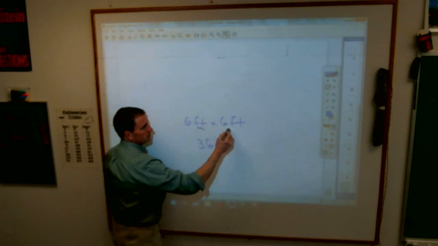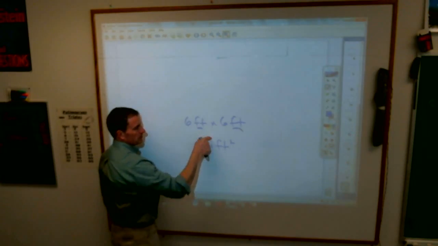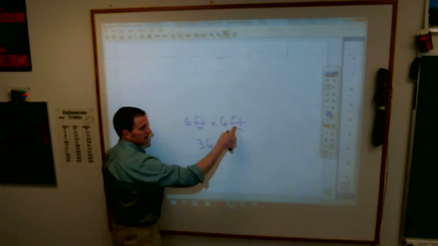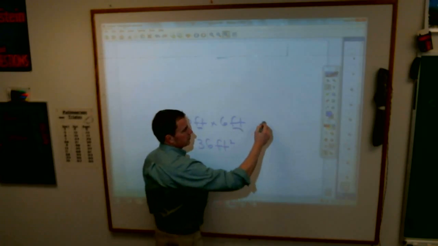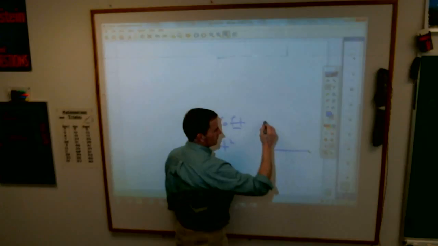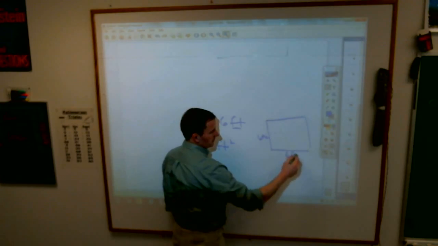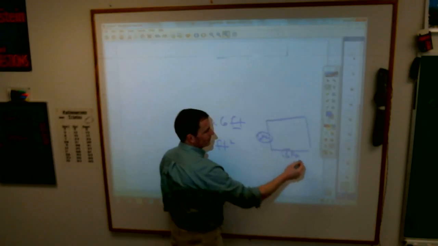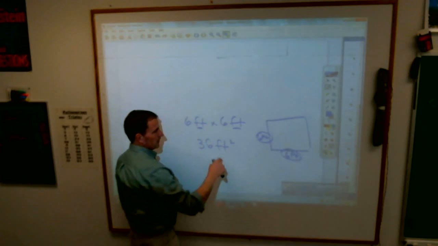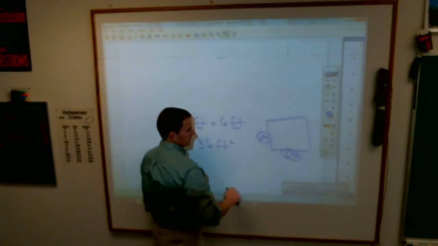Because you're multiplying 2 labels together, you get the 36 from the 2 sixes, and feet times feet gives you feet squared. An example of doing that is with a square that's 6 feet by 6 feet. If you're multiplying those 2 labels together, your answer is given in square feet.